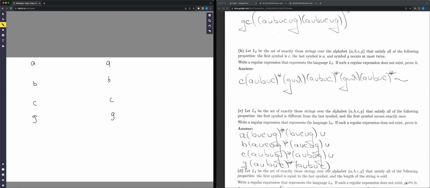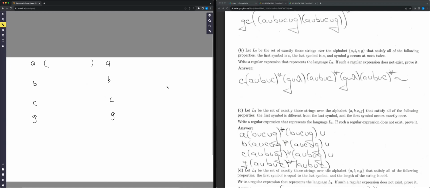Okay, but now we need to make sure that the length of the string is odd. As of right now, the string is even. So if I want the string to be odd, how many characters do I have to put in the middle? An odd number of characters. One, yeah, one is odd. But an odd number, any odd number.